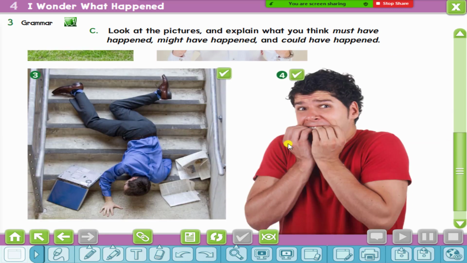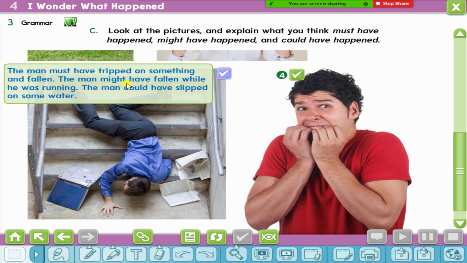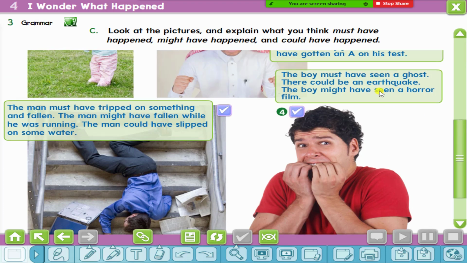Okay, what about this picture, number 3? He fell down. Okay, Muhammad? The man must have tripped on something and fallen. Very good. The man might have fallen while he was running, or the man could have slipped on some water. And the last one, this boy seems to be frightened. We say the boy must have seen a ghost. There could be an earthquake. The boy might have seen a horror film.